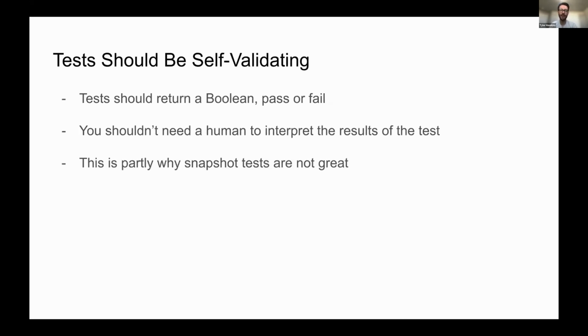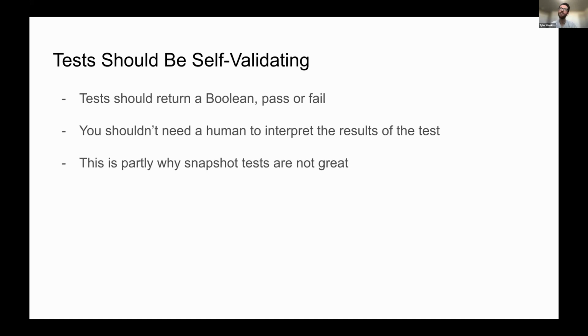Next, tests should be self-validating. So we kind of take this for granted in our test frameworks today, but in just about every test framework, when you run a test, it returns a Boolean. It passes or it fails. Back in the day, you might not have had that kind of functionality.